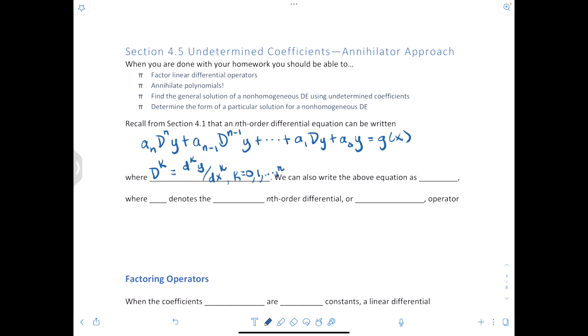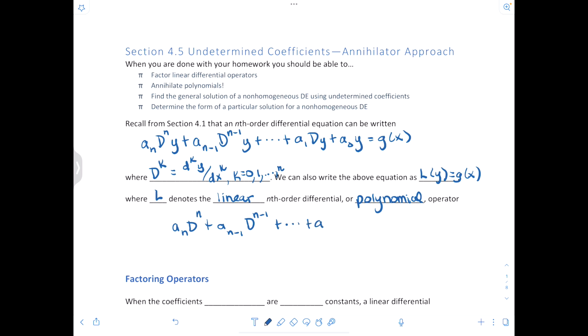We can also write the above equation as L of y equal to some g of x, where L denotes the linear, nth order, differential, or polynomial operator, a sub n d to the nth derivative plus a sub n minus 1, the n minus first derivative, plus dot dot dot, plus a1 d, plus a0.